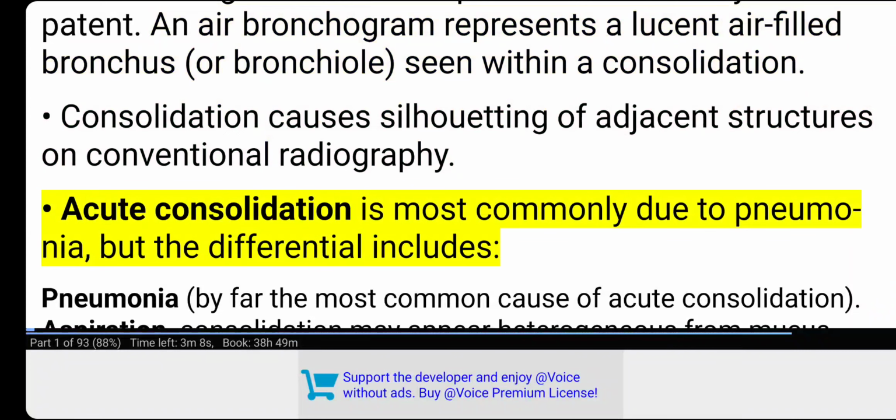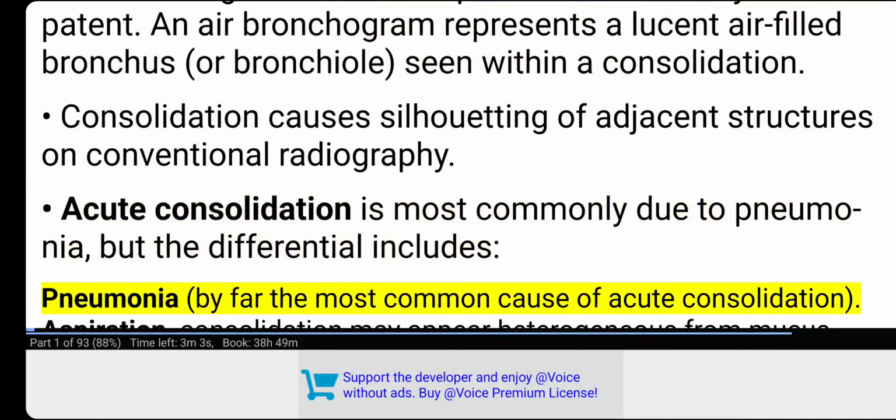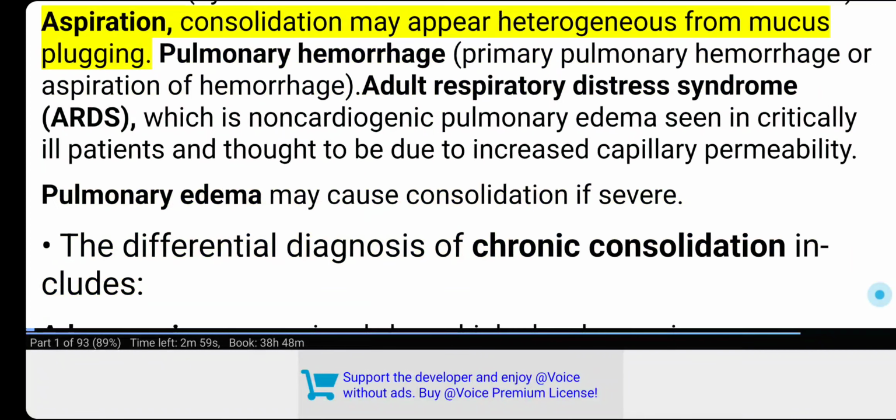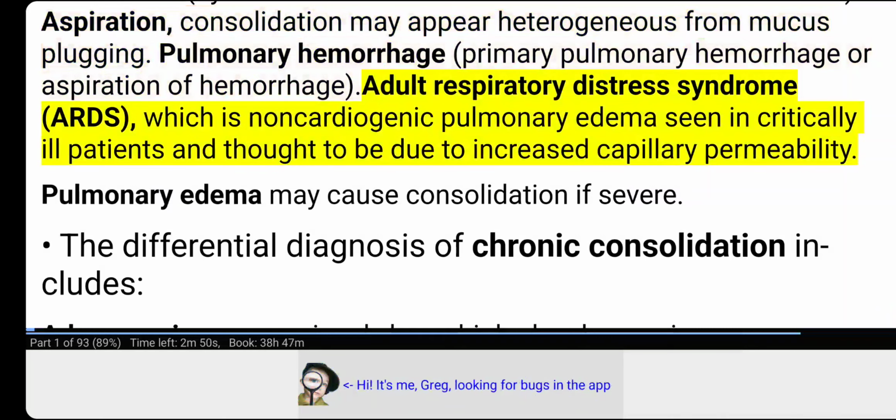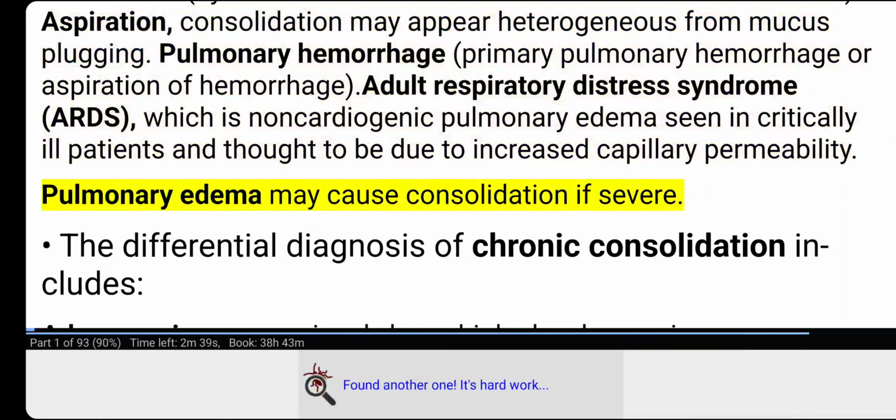Acute consolidation is most commonly due to pneumonia, by far the most common cause of acute consolidation. Aspiration. Consolidation may appear heterogeneous from mucus plugging. Pulmonary hemorrhage, primary pulmonary hemorrhage or aspiration of hemorrhage. Adult respiratory distress syndrome, ARDS, which is noncardiogenic pulmonary edema seen in critically ill patients and thought to be due to increased capillary permeability. Pulmonary edema may cause consolidation if severe.